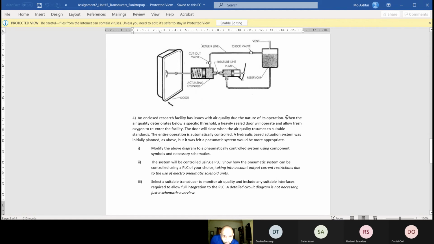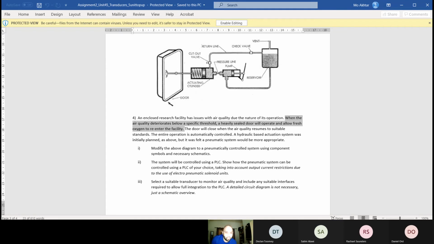Look carefully. When the air quality deteriorates below a specific threshold, heavily sealed doors will operate and allow fresh oxygen to re-enter the facility. Now, what we're talking about here is speed of operation. Because if the air quality deteriorates, it's going to be bad for health, so you need something that can act quickly. Hydraulic systems are slow. Pneumatic systems are really quick. It's speed of operation.